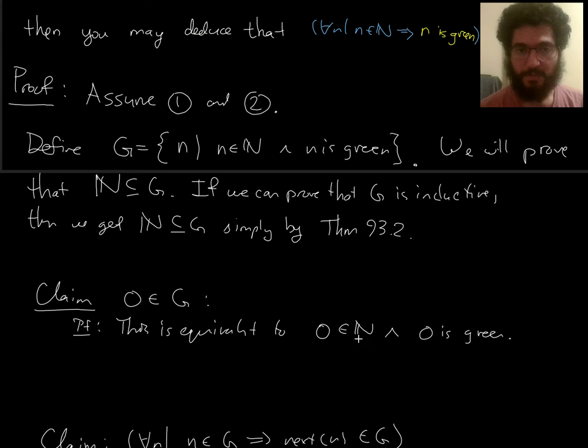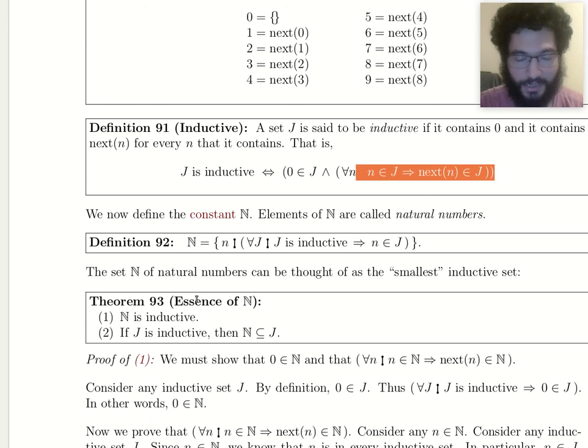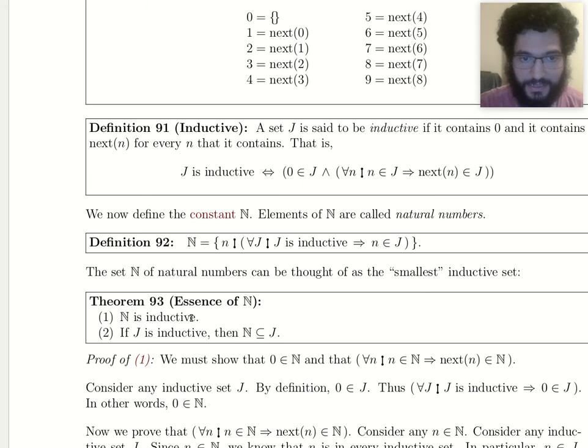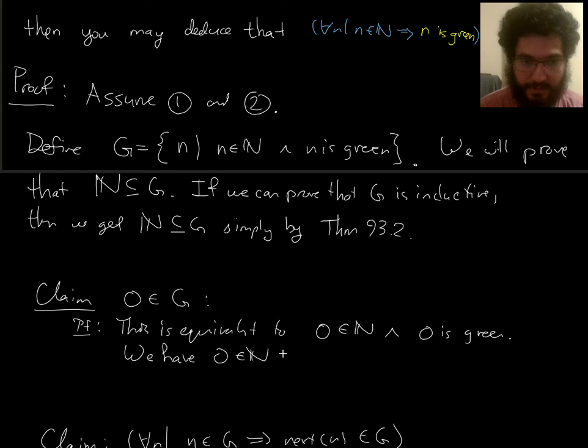Now, is 0 a natural number? I mean, sounds obvious, right? But everything needs to be justified. Obvious doesn't count as a justification. So we have 0 in n, why? That's actually the other part of essence of n. N is inductive, right? N is inductive. That means n has these properties of being inductive. So it contains 0 and it contains the next of anything that it contains. So that's why. By theorem 93.1, because n is inductive.